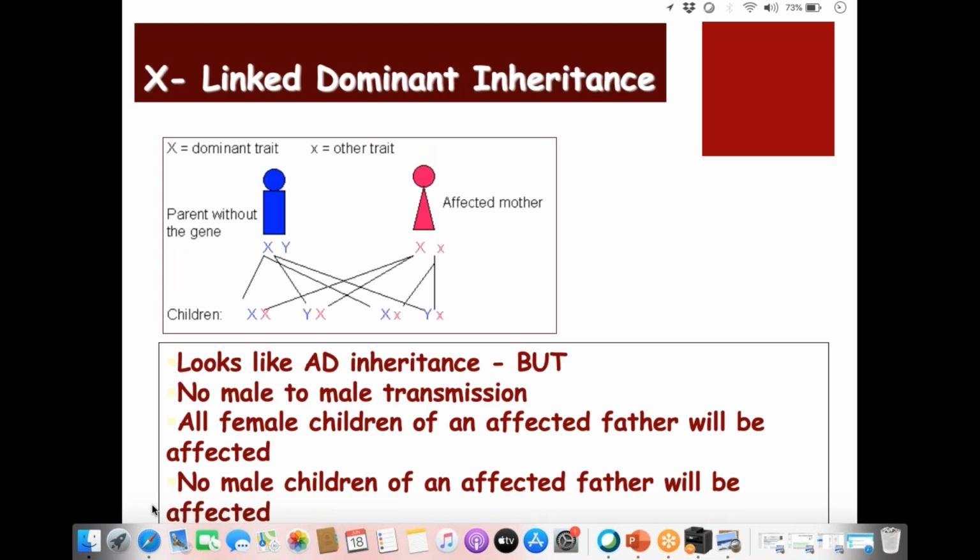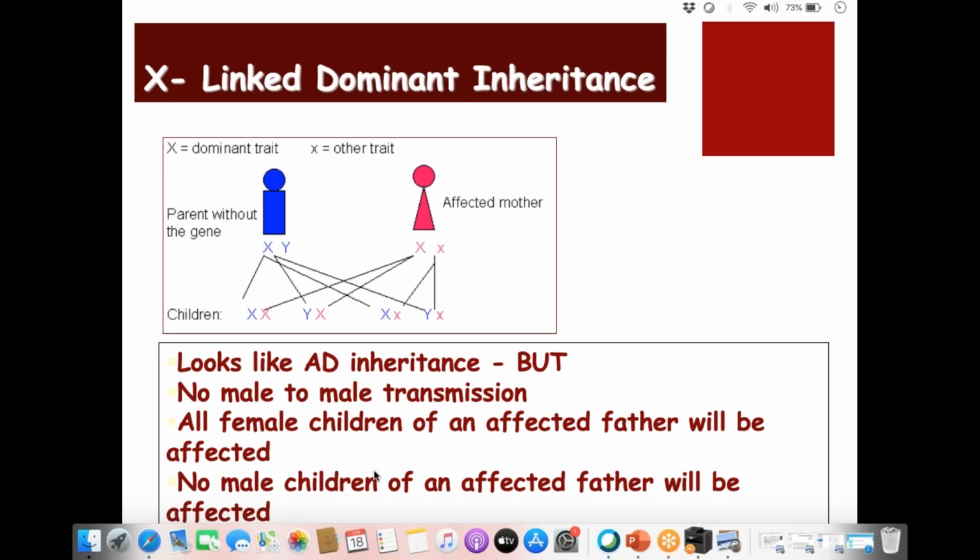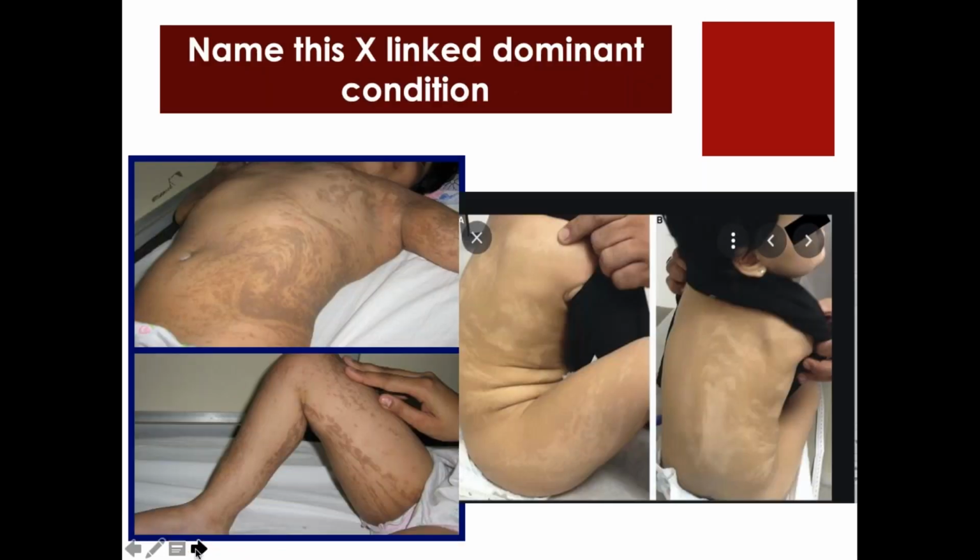X-linked dominant inheritance, on the other hand, looks like an autosomal inheritance, but all the female children of an affected father are affected, and no male children will be affected. That's because it is lethal in utero for males. Those males are aborted, and the females who grow up, still having one of the X's intact, manifest the disease, and therefore you have an X-linked dominant inheritance. Now, name this X-linked dominant condition.